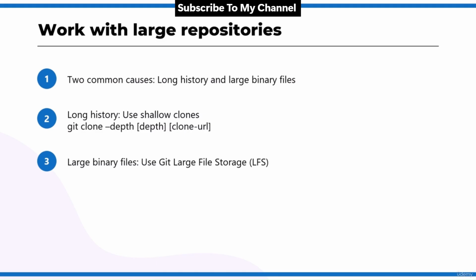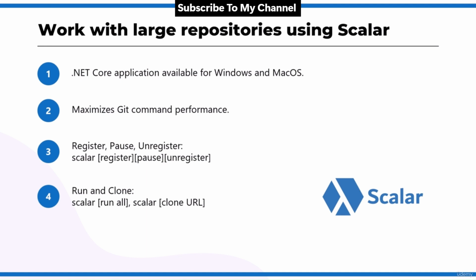Or when you have large binary files, you can try a tool called Git LFS, which is Git Large File Storage, a perfect tool for handling large binary files. There is another way, which is known as Scalar. You can work with large repositories using Scalar. If you are developing a .NET based application, Scalar is available as a .NET Core application for Windows and Mac operating systems, with tools and extensions available for Git. It allows you to handle very large repositories and maximize your Git command performance.